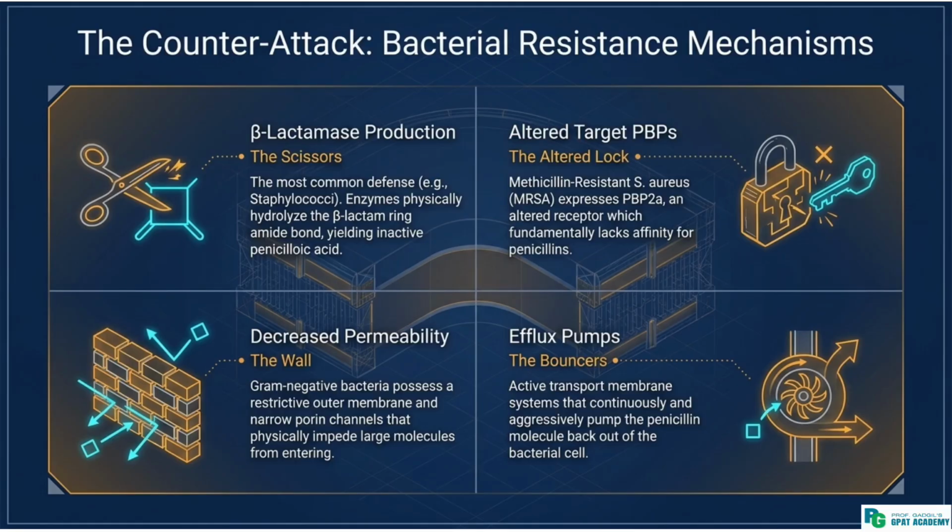Next is the altered target PBPs. The methicillin-resistant S. aureus expresses PBP2A, an altered receptor which fundamentally lacks affinity for the penicillins. Third is decreased permeability. The gram-negative bacteria possess a restrictive outer membrane and narrow porin channels that physically impede large molecules from entering. And last is the efflux pump, the active transport membrane systems that continuously and aggressively pump the penicillin molecule back out of the bacterial cell.